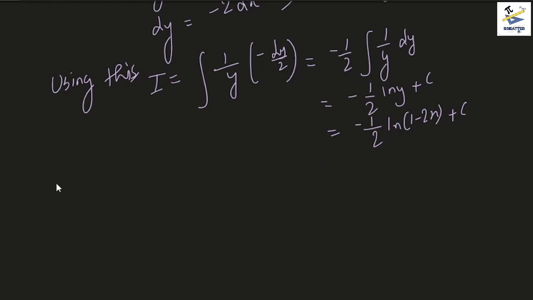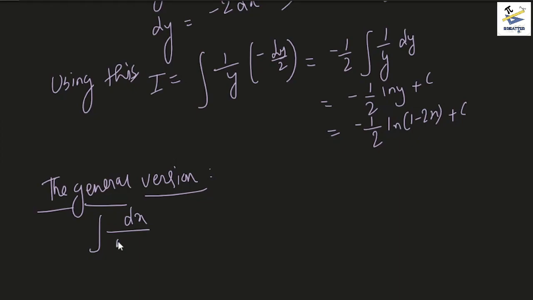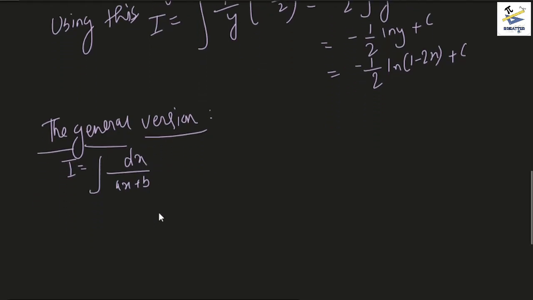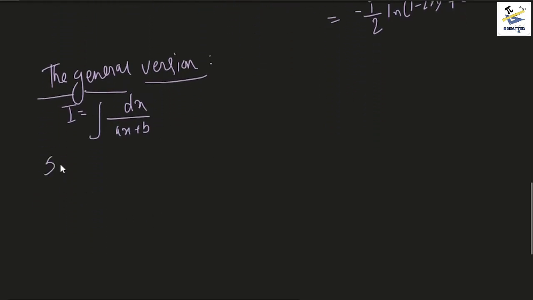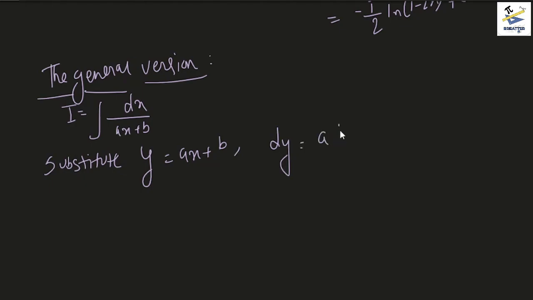The general version for this type of integral is dx by ax plus b, and you can evaluate it. Let us name it as I. Substitute y equals ax plus b. Now when we substitute y equals ax plus b, we have dy equals a into dx.